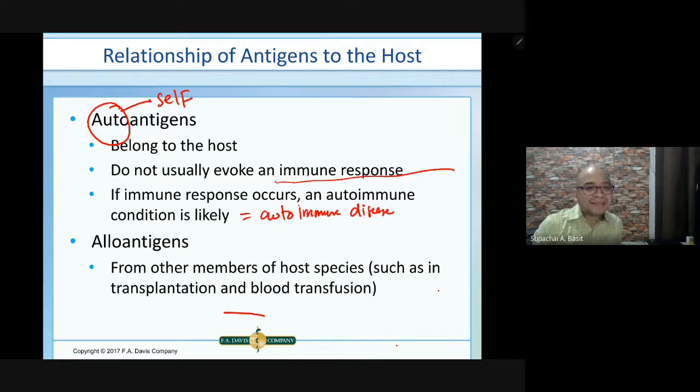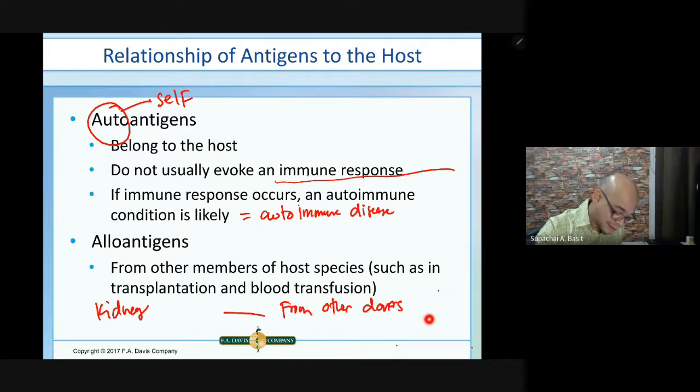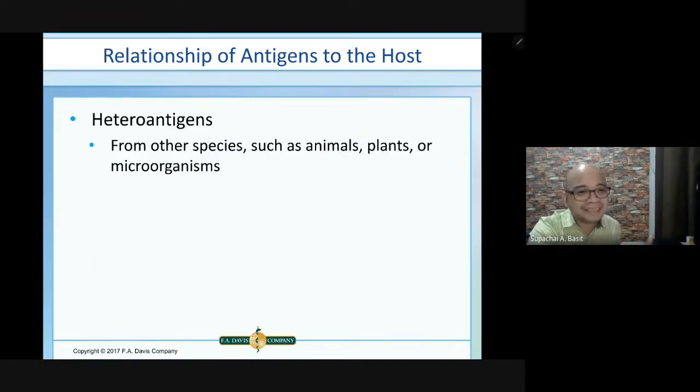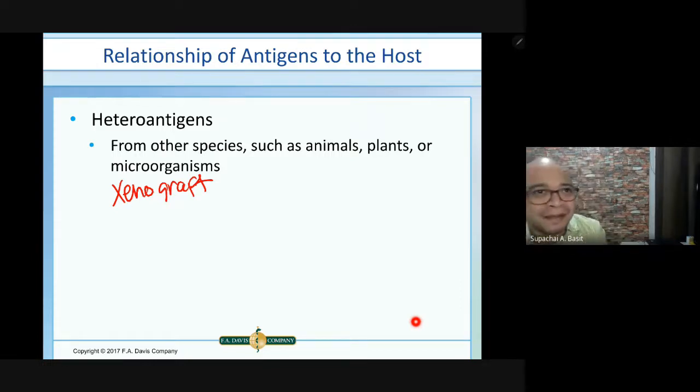Okay? An alloantigen is coming from other members of the host species, such as, for example, a kidney transplant or blood from donors. Kidney transplant or blood from other donors. And your donors must be humans. Okay, so that's what you call alloantigen. Heteroantigens are from other species such as animals, plants, or microorganisms. So this is the xenograft. So xenograft would involve heteroantigen.